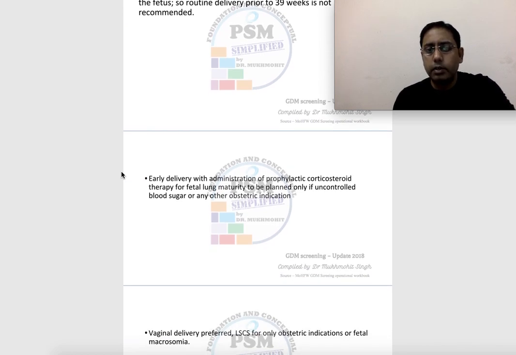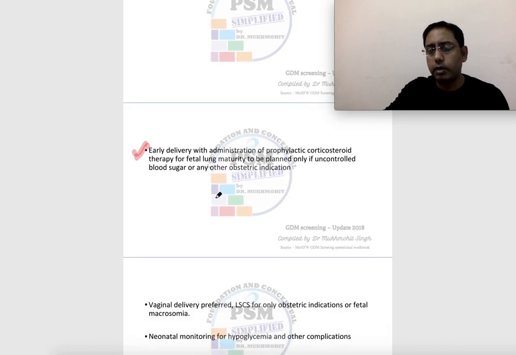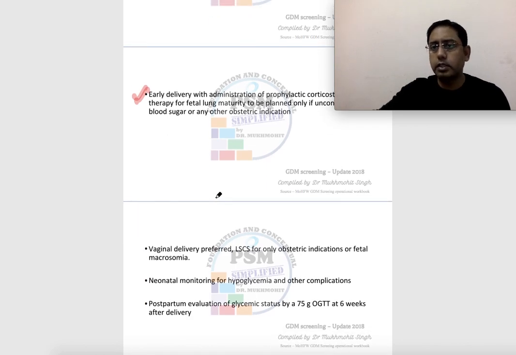In case of early delivery, there is an indication for administration of prophylactic steroid therapy for fetal lung maturity, to be planned only if uncontrolled sugar is there or any obstetric indication. Vaginal delivery is the best route during this time, and gestational and neonatal monitoring is what is required. So that's all from my side.